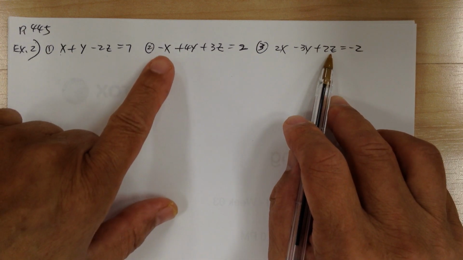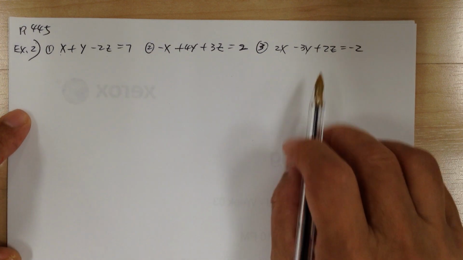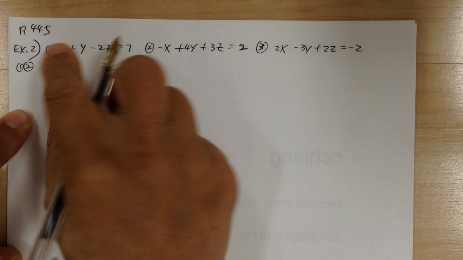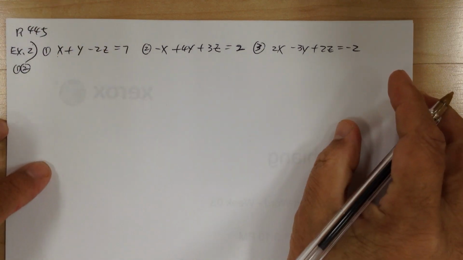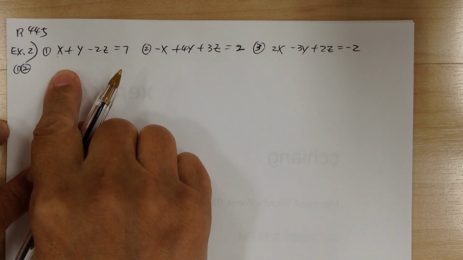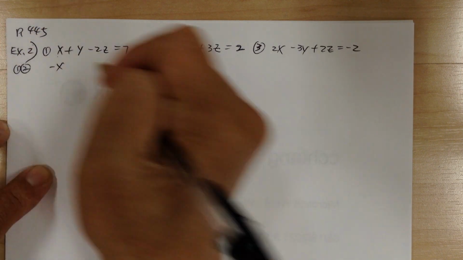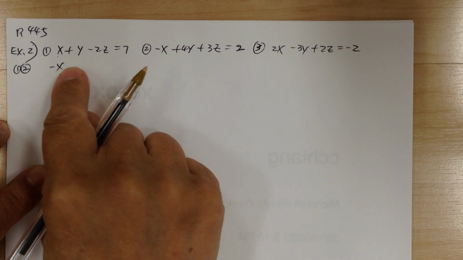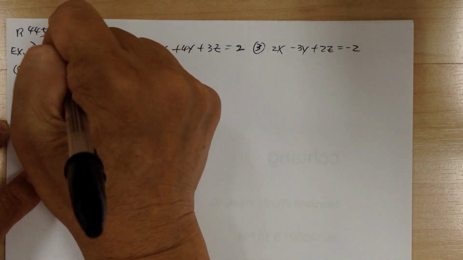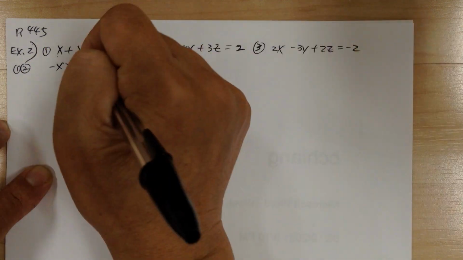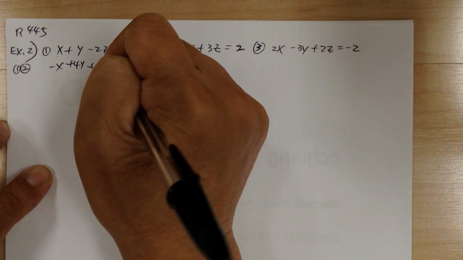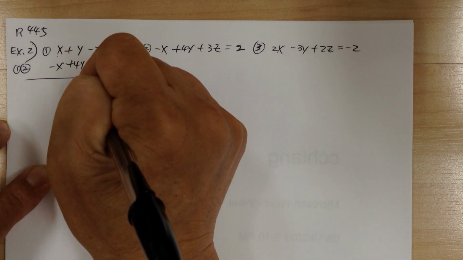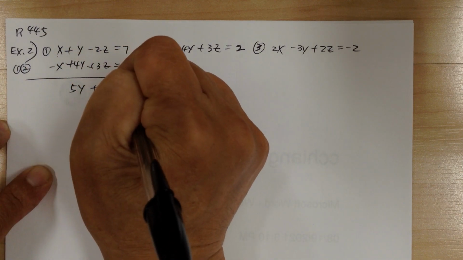I'm going to use equations 1 and 2, and the reason I labeled them is so you can see which equations I'm using. So I'm going to put this under here. So you've got negative x. Again, to eliminate, you have to make them opposite, right? Put this under here, and you add, so this will cancel out. So you get 5y plus z equal to 9.